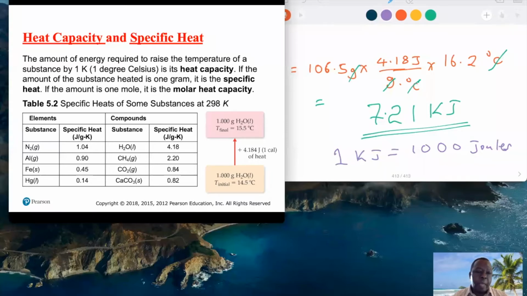Sometimes you may be asked to determine the what? The specific heat and identify the substance. So don't worry about that, you will be given it. But if not given, you are expected to use your text to determine and figure out what am I dealing with here. So you'll be given that for a specific problem.